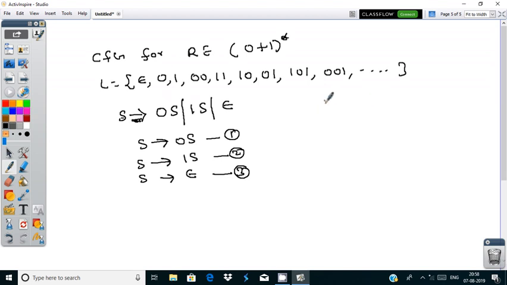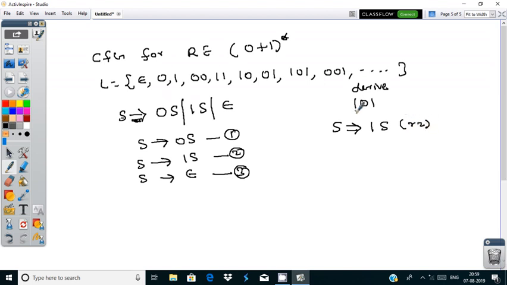Now we'll derive the string 1 0 1. We have to derive the string. Now how to do this? First we want to derive 1. We will derive from left to right, so on the left side you should derive 1. Which rule derives 1 here? Rule number 2 derives 1. So you have to replace S by 1S using rule number 2.